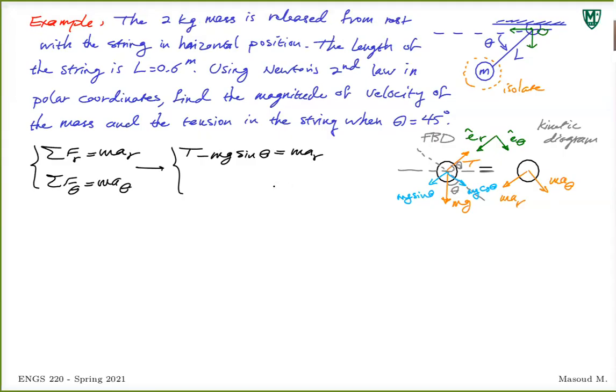In the theta direction, well, we get mg cosine theta is positive on the free body diagram. On the kinetic diagram, m a theta. Mg sine, what did I do? Yes, thank you, Richard. It should be the other way around. Mg sine theta minus T. Yes, mg sine theta is positive. Mg sine theta minus T. Yeah, T is negative.